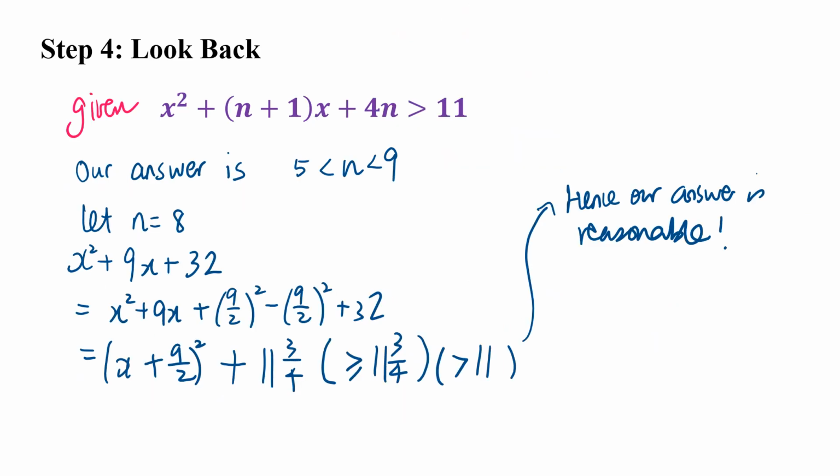Right, so now let's look at step 4. Step 4 is to look back at whether our solutions are valid or not. So the answer that we have found is n to be between 5 and 9. So we can just choose a value. If you were to draw the number line for our answer, okay, we're using empty circles because it does not include 5 and 9. It does not include the two end points.